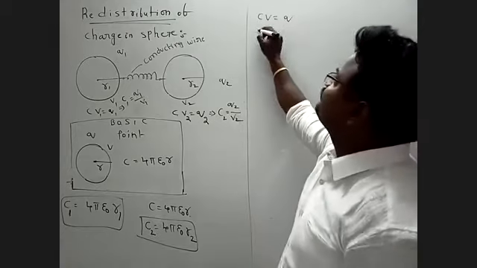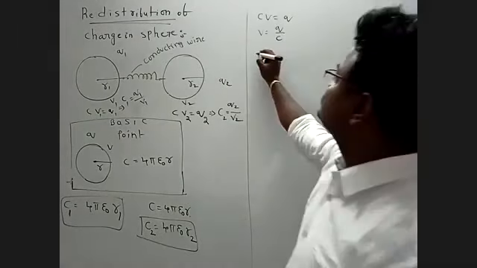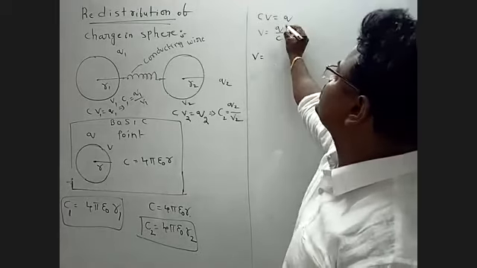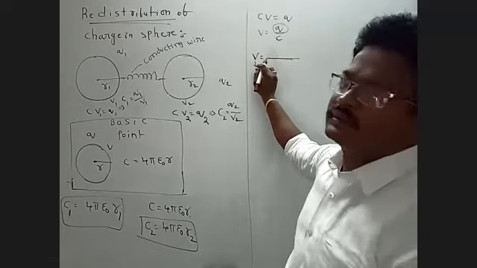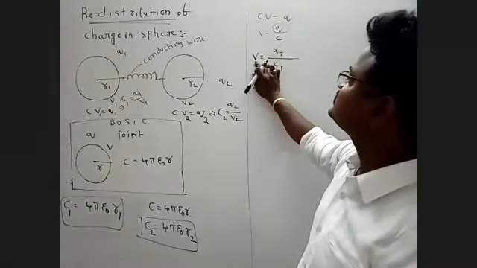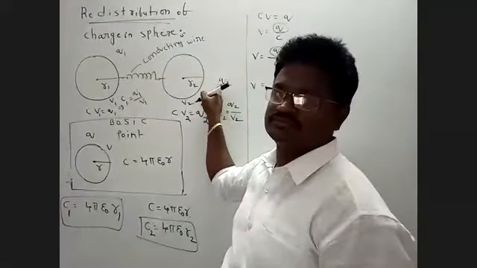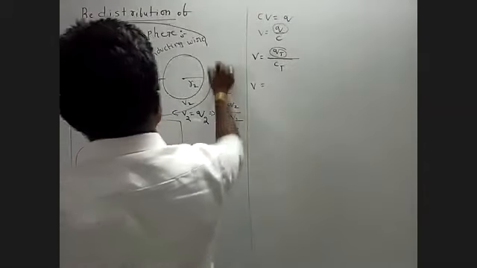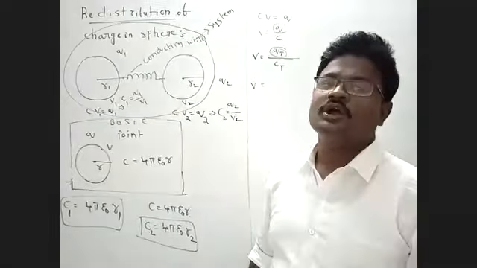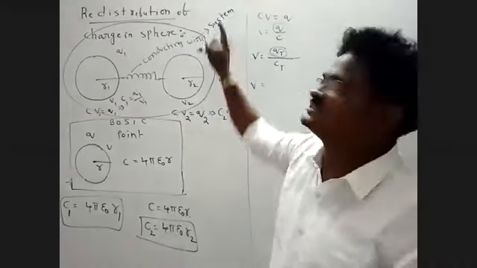Now in this case, V is equal to Q by C. Here V is the common electric potential, and the charge is the total charge. V is equal to Q total by C total. This sphere has charge Q1 and the other sphere has charge Q2. Two spheres connected by a wire are taken as a single system.